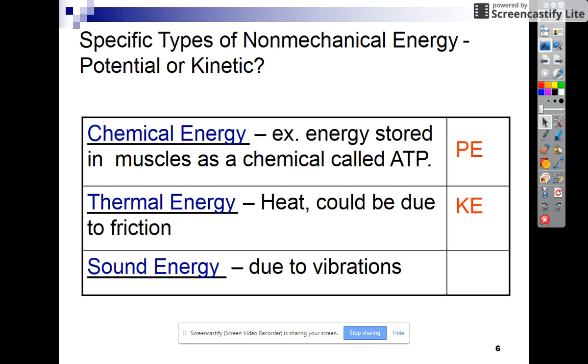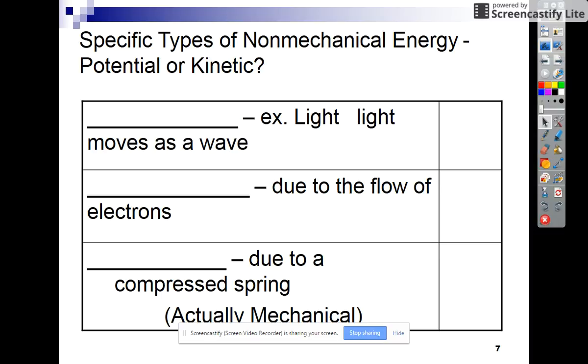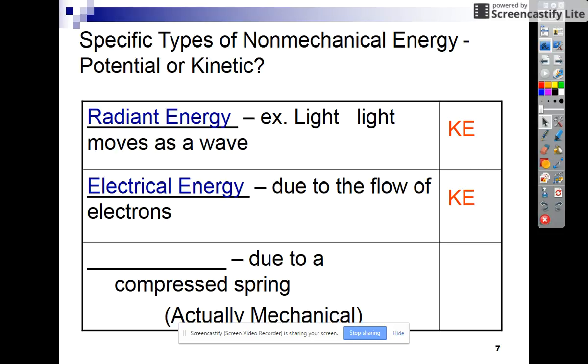We also have sound energy, which we'll talk about later on in the year a good bit, but sound energy is due to vibration. So hopefully you guys recognize the fact that if it's vibrating, then that would also be kinetic energy. We also have radiant energy. Radiant energy, we typically say light, so I'm okay with you guys saying light energy, but light does travel as a wave. That's another thing we'll talk about with sound. And light energy, since it's moving as a wave, therefore it would be kinetic type of energy. We have electrical energy. The electrical energy is due to the flow of electrons. So with electrical energy, since we're talking about the flow of electrons, that's movement again. So that too would be kinetic energy.